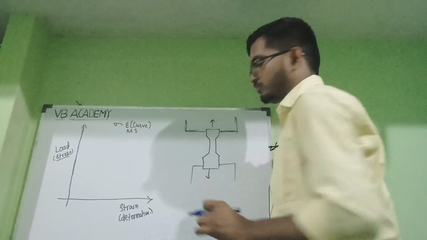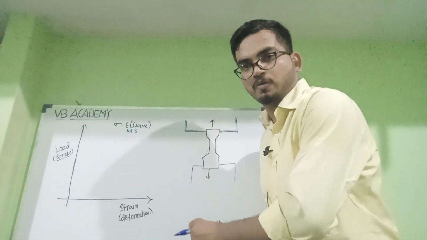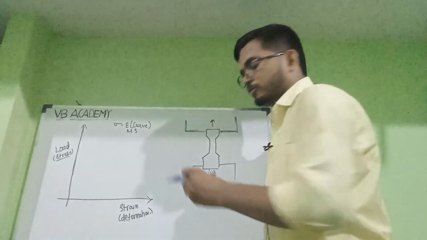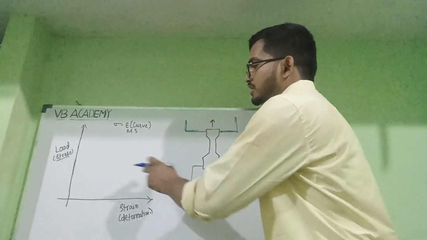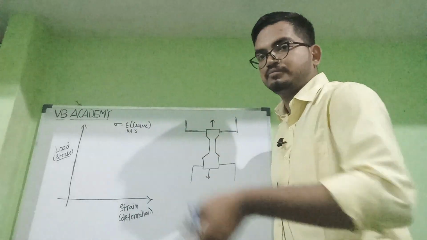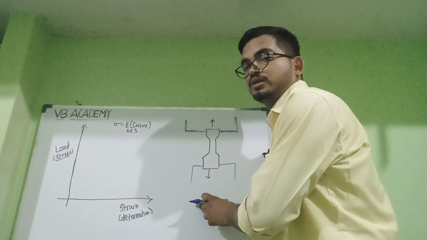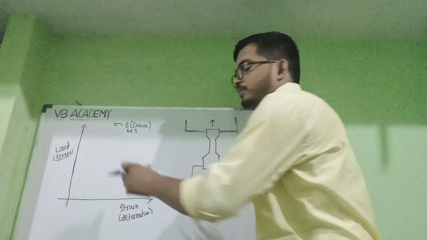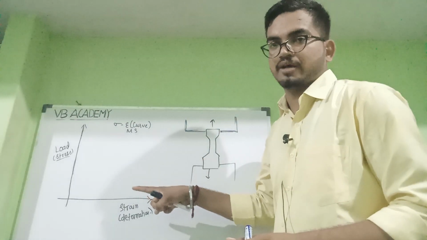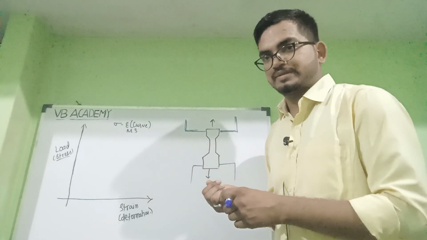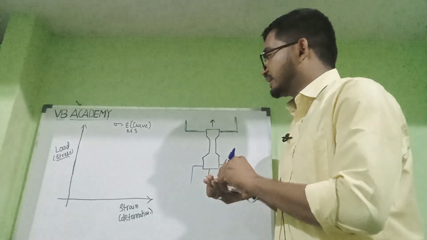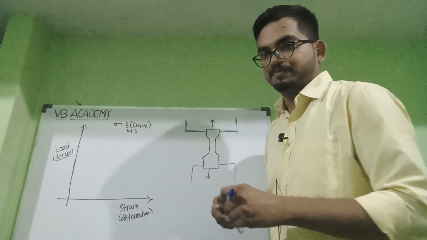It will pull it down. And this curve is obtained on the drum. Whatever the load is applied and whatever the corresponding deformation is going on, this curve is obtained directly by the drum and other linkages. So how is it obtained?